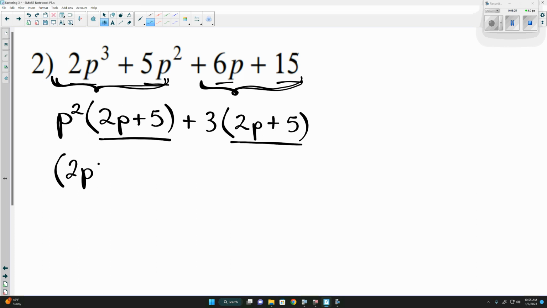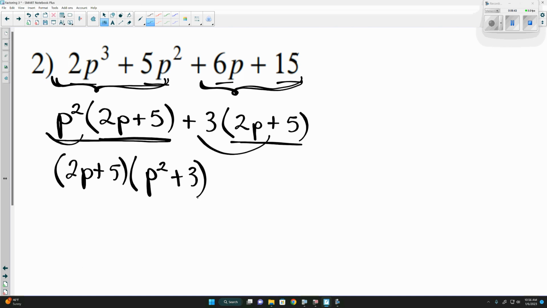So for this, I'm going to factor 2p plus 5 out of both. If I divide it out of the first term, the only thing that's left is p squared. And if we factor it out of the second one, the only thing we're left with is plus 3. And that's it. That's also why I consider it greatest common factor twice, because we pull something out of both first and then do it again.